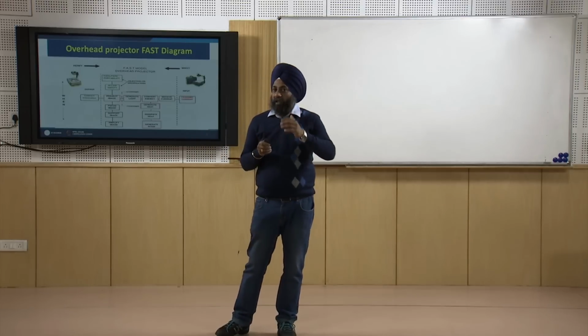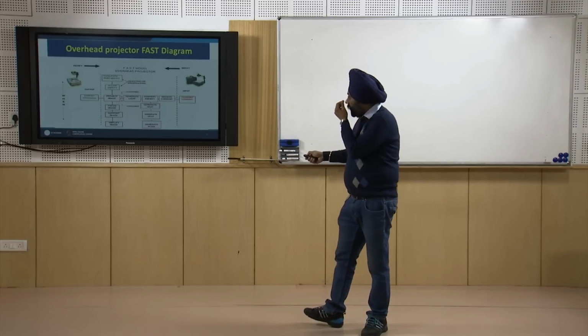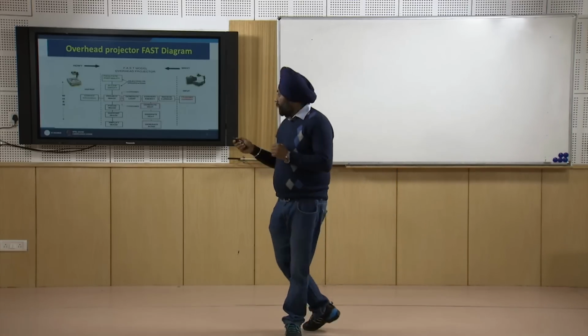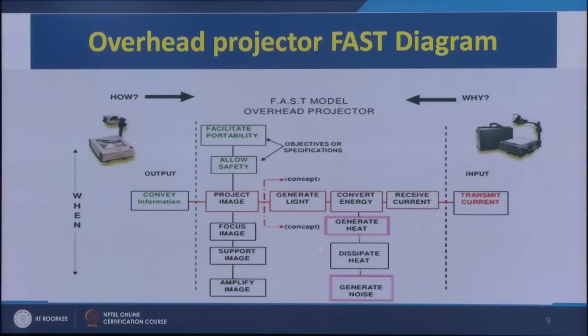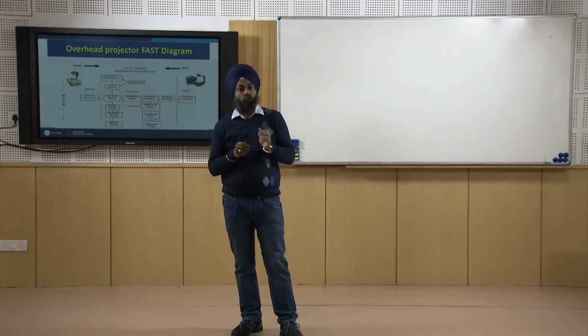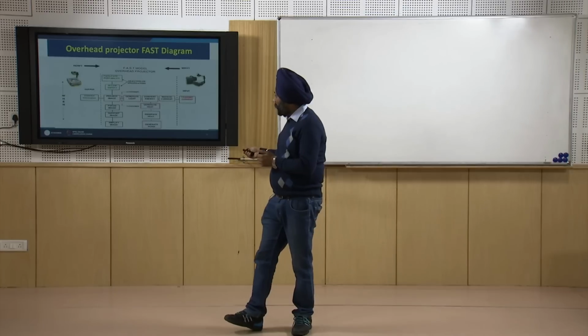Now suppose with the technological advances, we come to know that there is a source of light which is available and which does not produce any heat. All these things can be eliminated because our function is generate light. So light has to be generated. As per the existing technology, there is a source of light which also produces heat, which has to be taken away, and for that you have additional functions in the product.